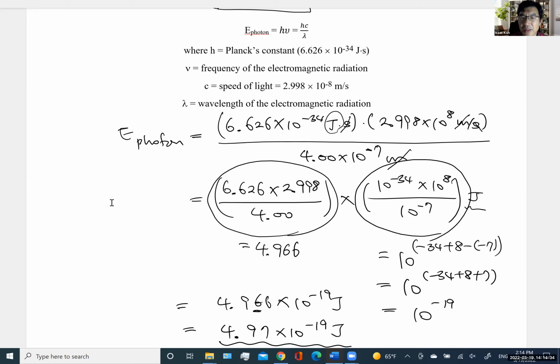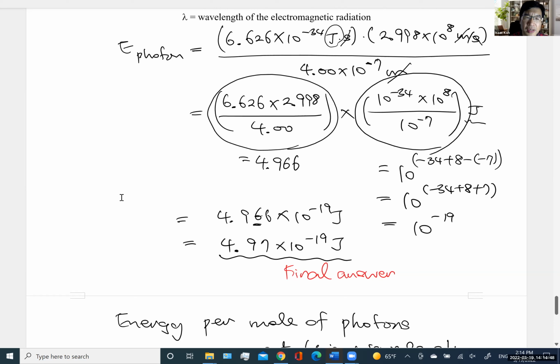So it's easier not to use the exponent portion in the calculator altogether. It's easier to make a mistake when you do that. When you separate them like this, it's better to calculate. So it is 4.966 times 10 to the negative 19 joules. And because 4.00 has only 3 significant figures, let's represent the number with 3 significant figures. The next digit after 4.96 is 6, so we have to round up. The final answer must be 4.97 times 10 to the negative 19 joules.